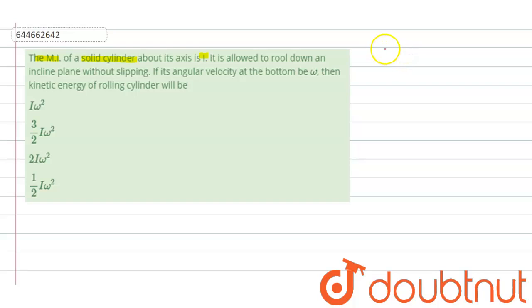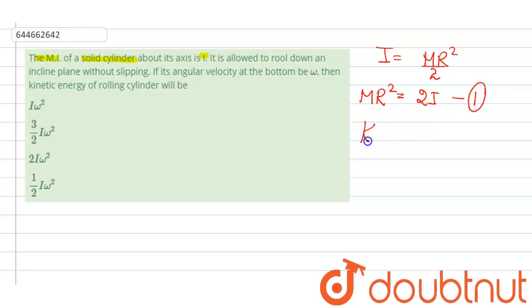So for a solid cylinder we know I is equal to m r square by 2. That means m r square is equal to 2I. Assume it to be the first equation.